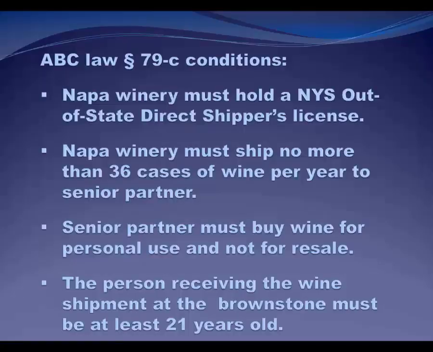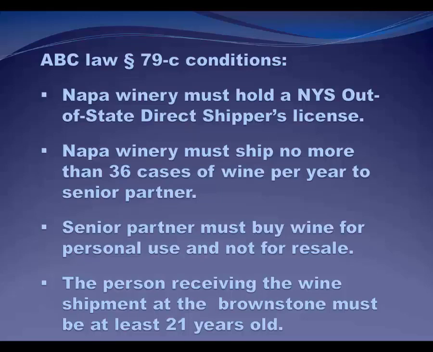And what is that answer? Well, according to ABC 79C, in order for a New York resident to directly accept delivery from an out-of-state winery, that out-of-state winery must hold a New York out-of-state direct shipper's license. So the Napa winery is going to have one of these licenses from New York State. Also, that out-of-state winery can ship no more than 36 cases of wine per year to any one individual. The New York resident must buy the wine for their personal use. They can't resell the wine to someone else, a liquor store, or just anyone else. And finally, the delivery of wine must be accepted by somebody who's over 21 years old.